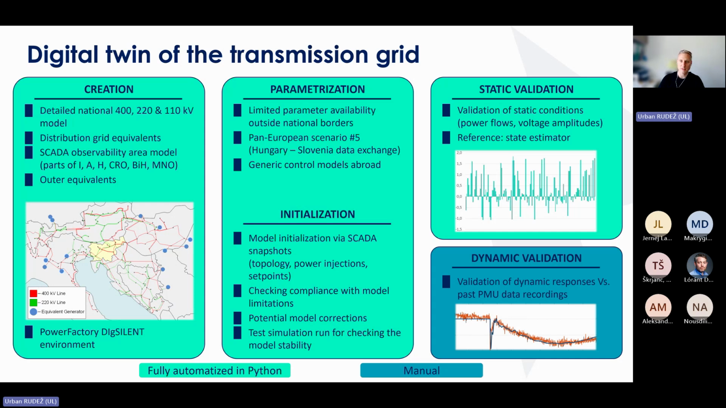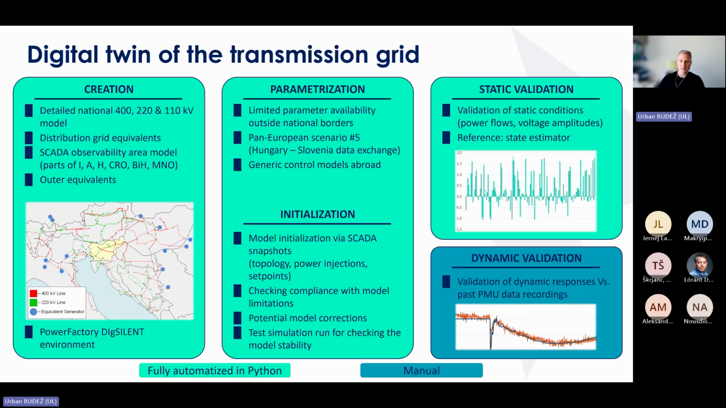This is scenario number 5, in which we exchange data with our Hungarian colleagues, and in this way show how important it is for our national TSO to have enough information about the dynamic properties of the neighboring grids as well. Because up until this point, until we launched this pan-European scenario, basically what we had was only the generic information about the types of power plants, the control models abroad, and so on and so on. So this pan-European scenario was something which actually brought our DSA, let's say, one level above what we expected.